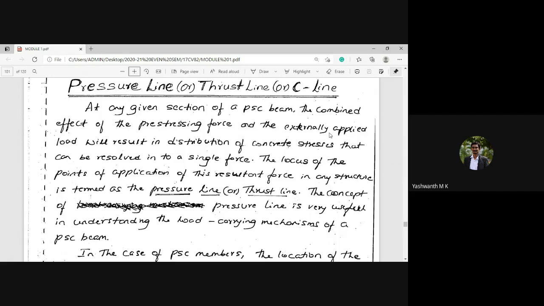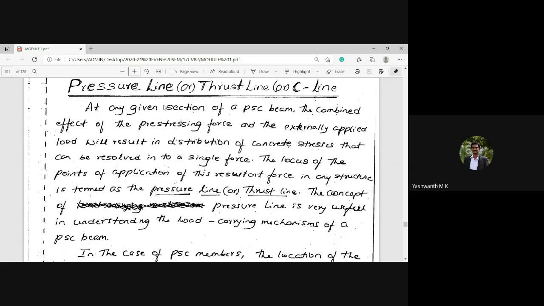From this session onwards, we are going to learn one more method to analyze the stresses, that is the pressure line concept. From this session onwards, we'll look into the analysis of stresses in a PSC beam using the pressure line concept. So let us know what that is.